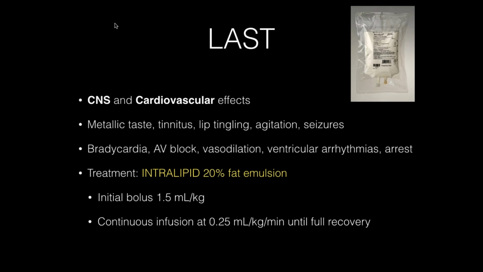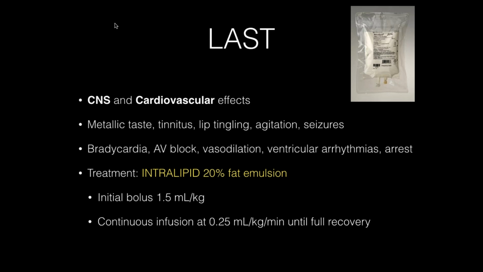So intralipid is a 20% fat emulsion, even though it looks awfully like propofol, and people are tempted to use propofol instead if that's what they have right in front of them, there's not sufficient fat in propofol alone to provide the lipid sink treatment for LAST.